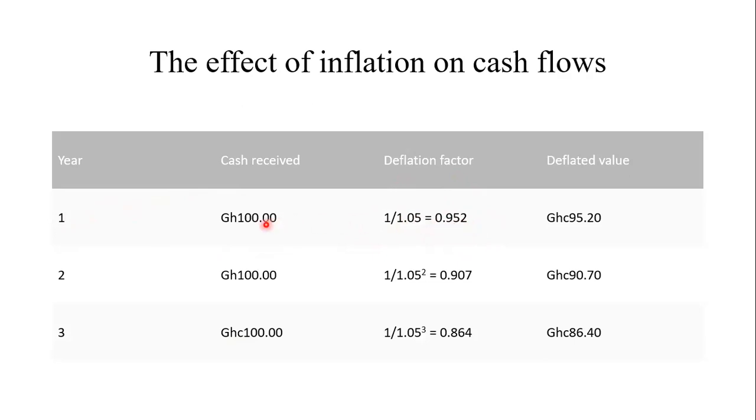You then multiply that by the cash flow that is going to be received in 1 year's time, and that gets you to 95.2. So clearly we can see that the future value, that is the 1 year value of the 100 cedis, is lower than 100 cedis. We apply the same principle to year 2 cash flow and year 3 cash flow, and then we see what the deflated values are. So in investment appraisals, these things are very real, and we are expected to apply our techniques to be able to appraise the investment appropriately.